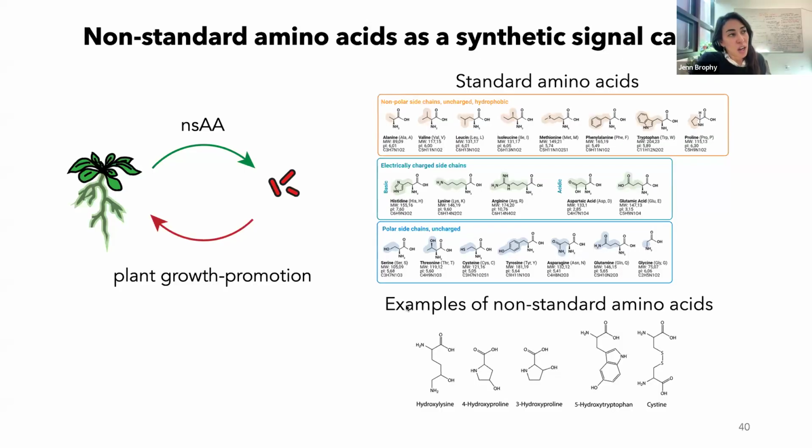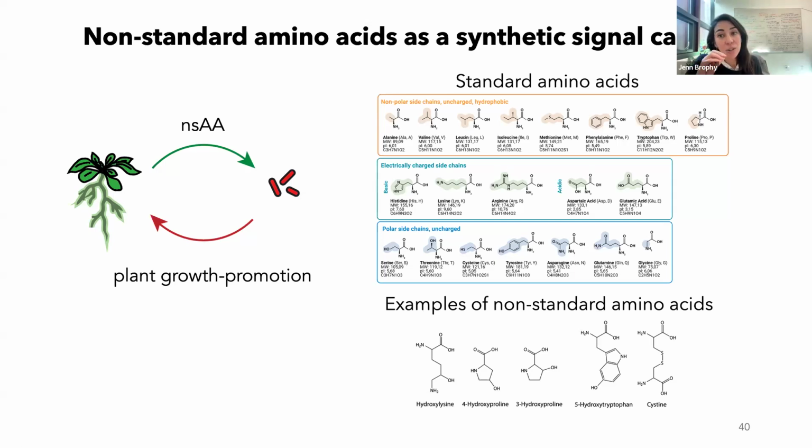All right, so what we have been considering with a collaborator at the University of Delaware, who I'll show you in a second, is whether or not we can send some sort of signal to the bacteria that tells them, this is a plant that you should help grow.